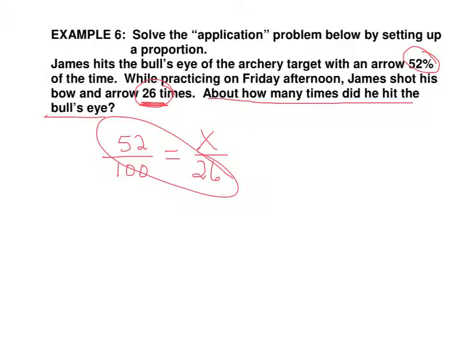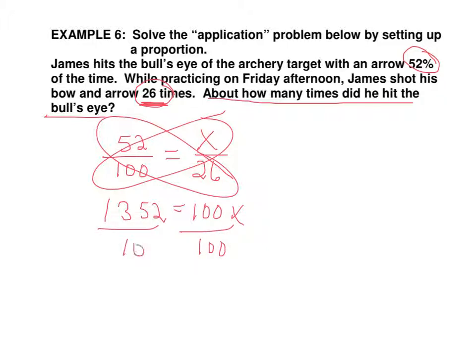Alright, so I do 52 times 26, which is 1,352, is equal to 100x. Divide by 100, and x is equal to 13.52 times. So then we would just kind of round that to 14. So he hit the bullseye about 14 times. All right, let's do another one.